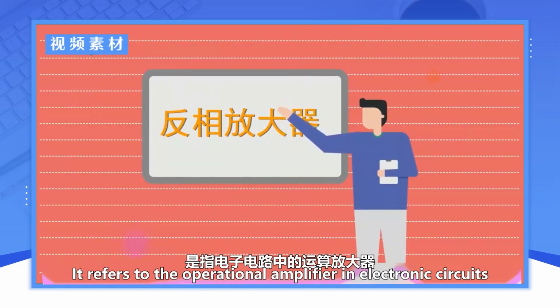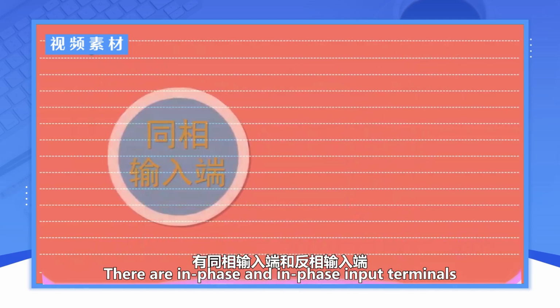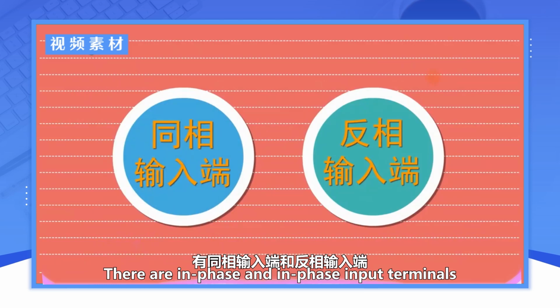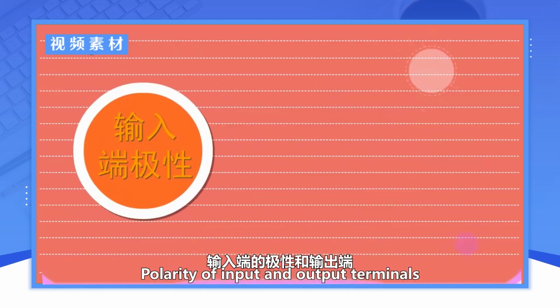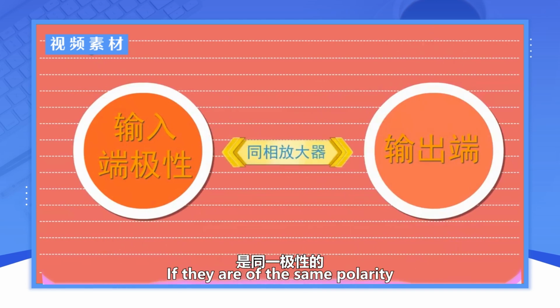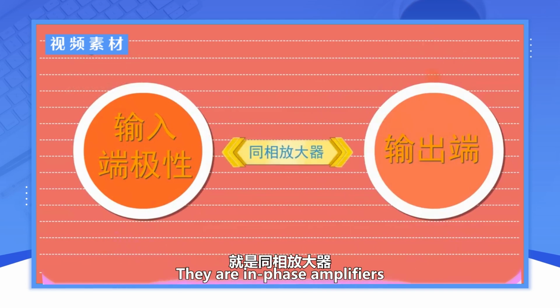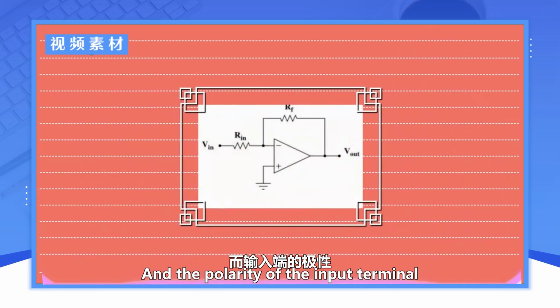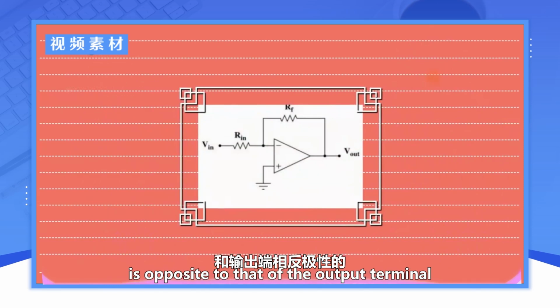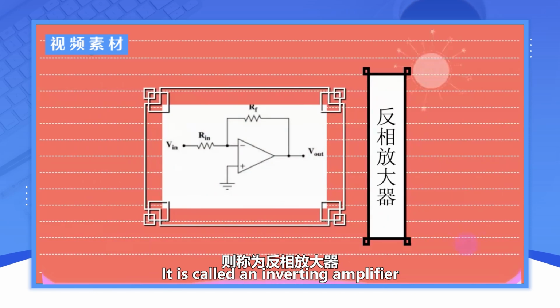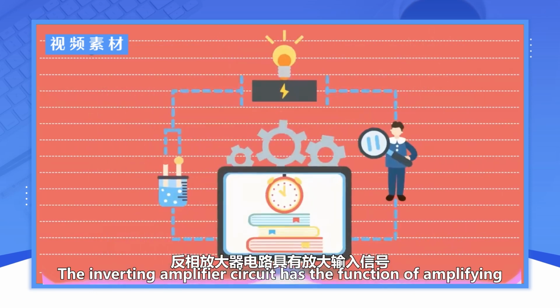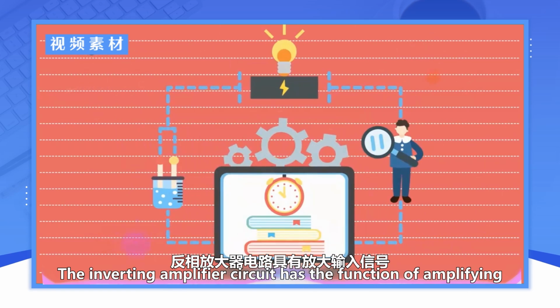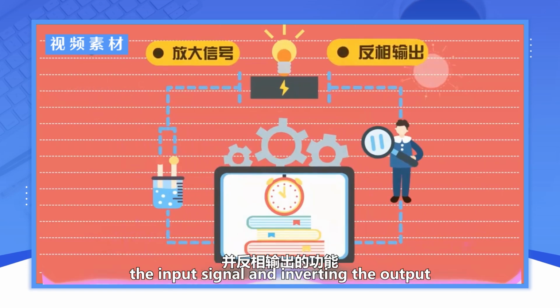Inverting amplifier. It refers to the operational amplifier in electronic circuits. There are in-phase and inverting input terminals. If the polarity of the input and output terminals is the same, it is an in-phase amplifier. And if the polarity of the input terminal is opposite to that of the output terminal, it is called an inverting amplifier. The inverting amplifier circuit has the function of amplifying the input signal and inverting the output.